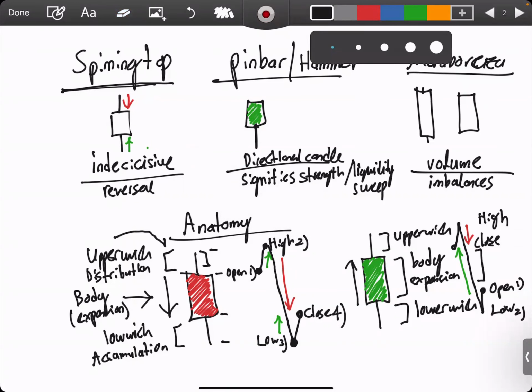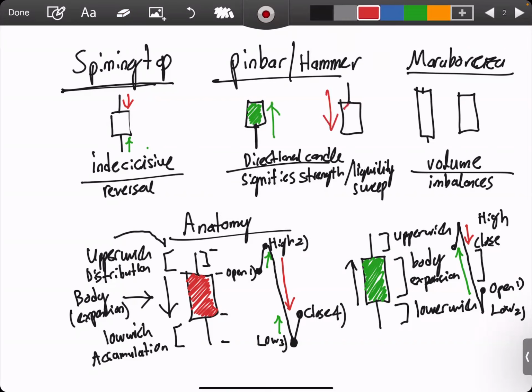Hammer or pin bar indicates very strong buying pressure or very strong selling pressure. Price action opens, pushes down to create that low, comes all the way back up to create the high, and it closes right there. So the high and the close are equal, indicating very strong bullish pressure. So if the next candlestick closes above, then that momentum might persist to the upside.